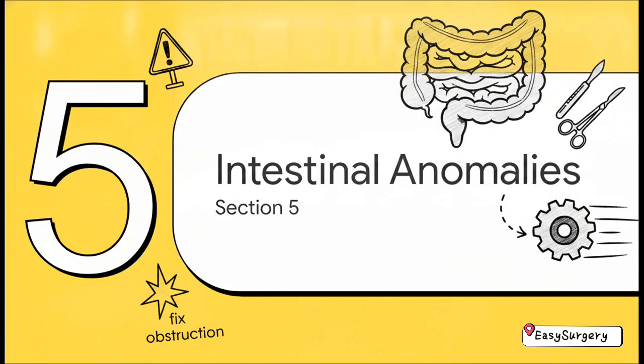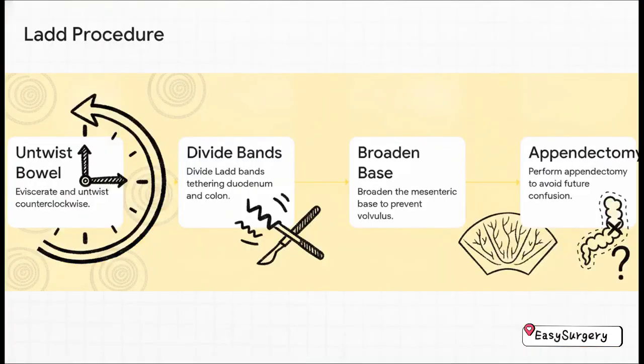Section 5. Intestinal anomalies. If you get an upper GI study showing a classic corkscrew duodenum, drop everything. It's a volvulus from malrotation, and it's a massive surgical emergency. You have to rush to perform the LAD procedure.